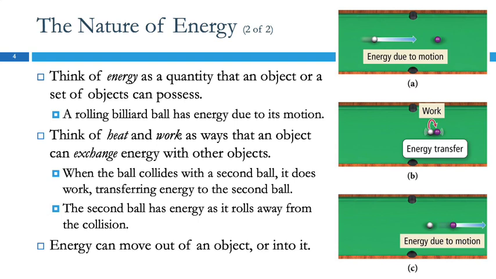Think of heat and work as ways that an object can exchange energy with other objects. So the first ball collides with the second ball. It transfers energy to the second ball, and the second ball rolls away. So energy can move into an object or out of it. Money can move into your wallet or out of it, right?